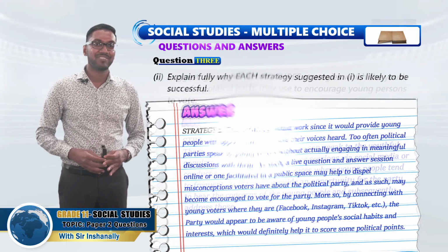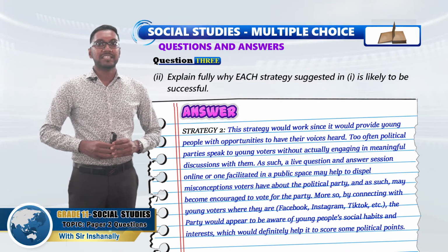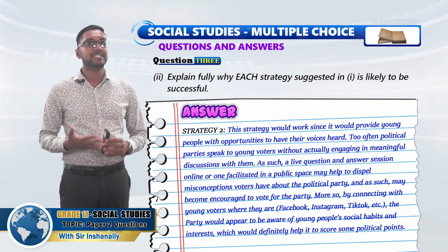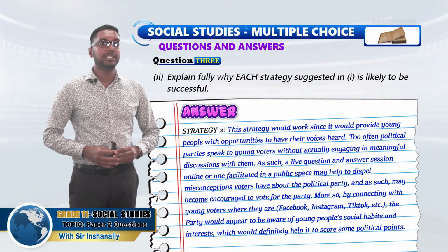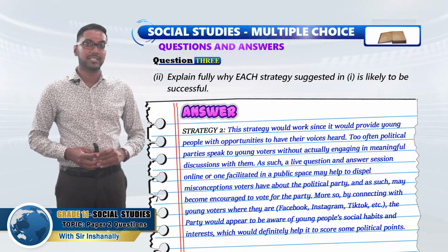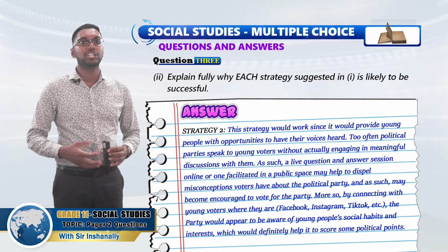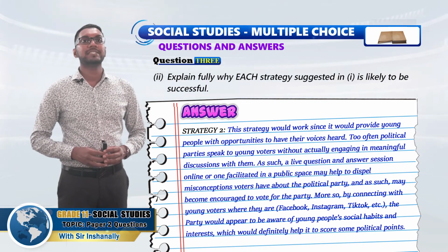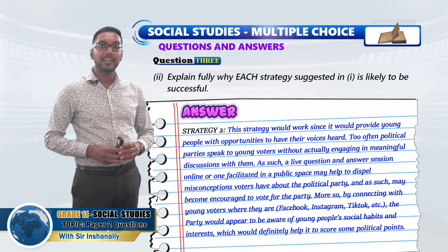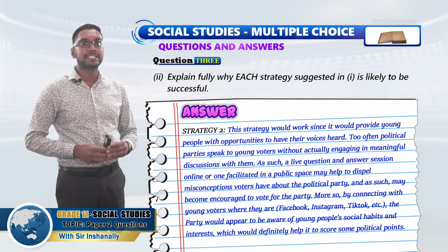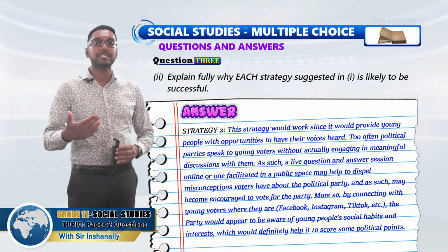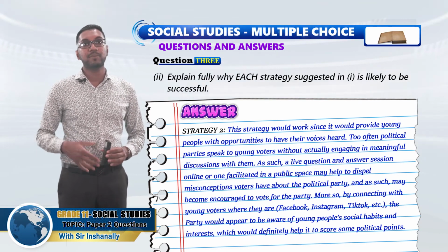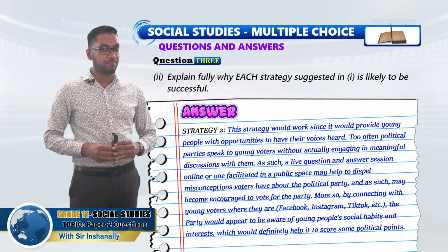Here goes. This strategy would work since it would provide young people with opportunities to have their voices heard. Too often, political parties speak to young voters without actually engaging in meaningful discussions with them. As such, a live question and answer segment online or one facilitated in a public space may help to dispel misconceptions voters have about the political party, and as such may become encouraged to vote for the party.